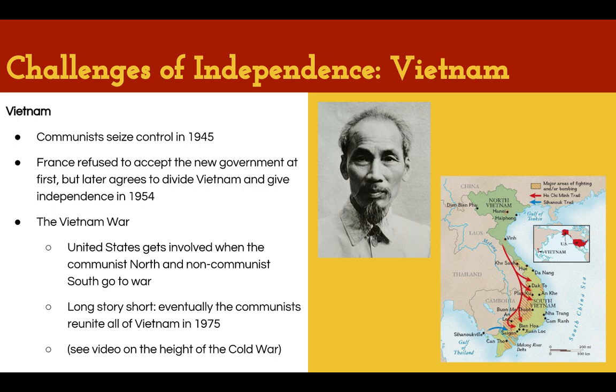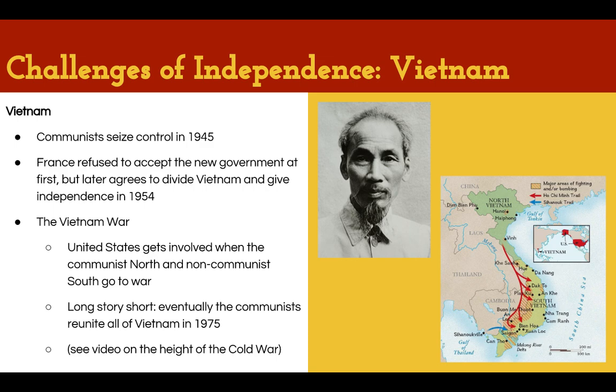Of course, with a communist North Vietnam and a non-communist South Vietnam led by a dictator known as Diem, the United States was worried that communism might spread throughout all of Vietnam and then throughout all of Southeast Asia. And so the U.S. gets involved, and basically, we go to war in Vietnam.